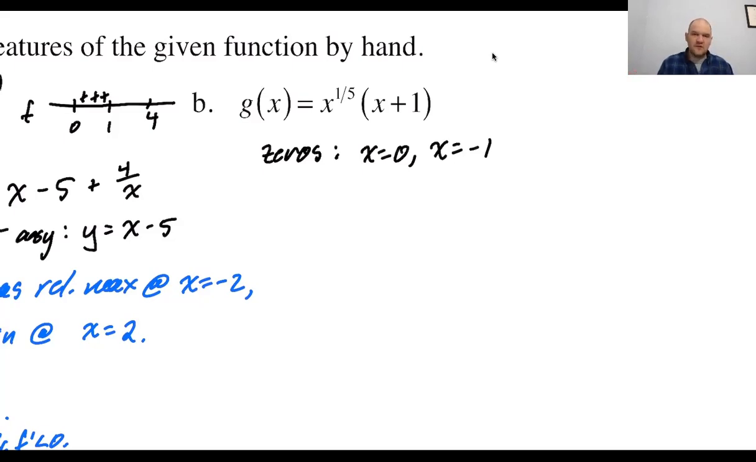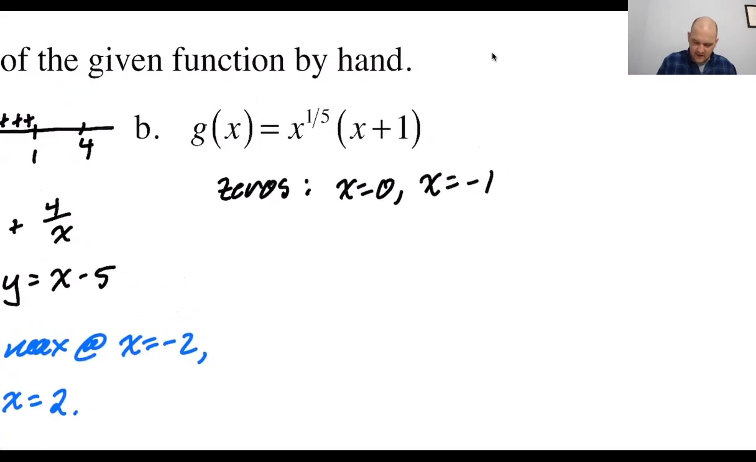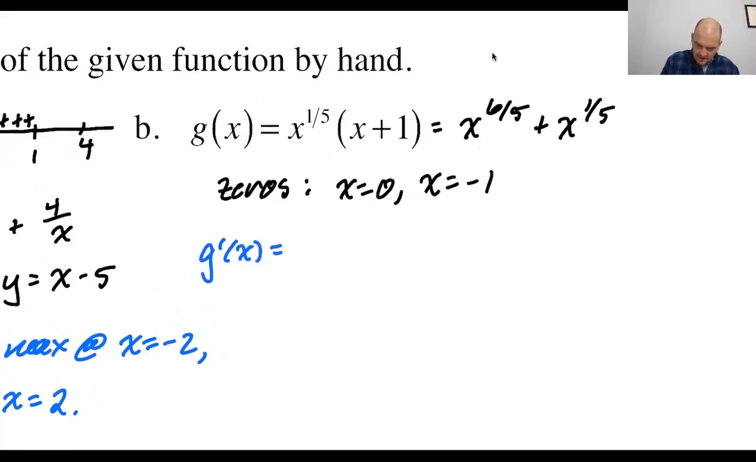Before I do that, I could use the product rule on this, but I think it's probably better to rewrite this as x to the 6/5 plus x to the 1/5. Just distribute. So I can power rule my way through this, because usually that's a little easier. So g prime is going to be 6/5 x to the 1/5, because 6/5 minus 1 is 1/5, and then plus 1/5 x to the -4/5.